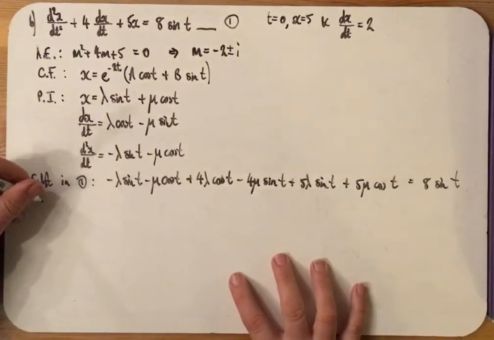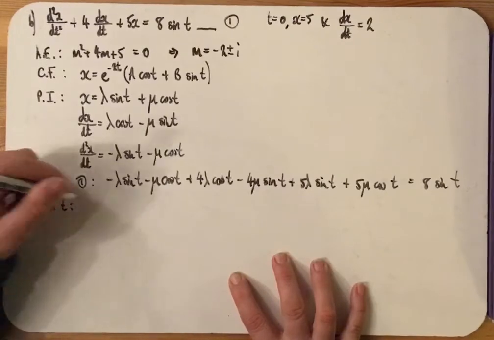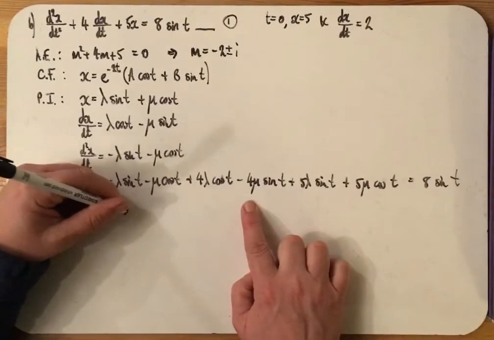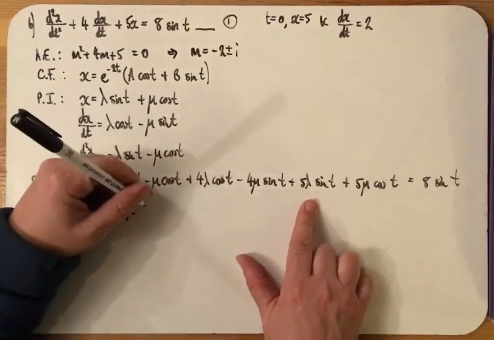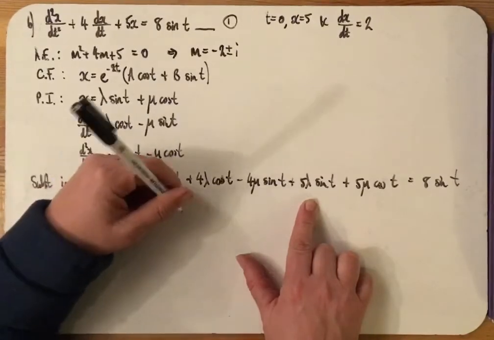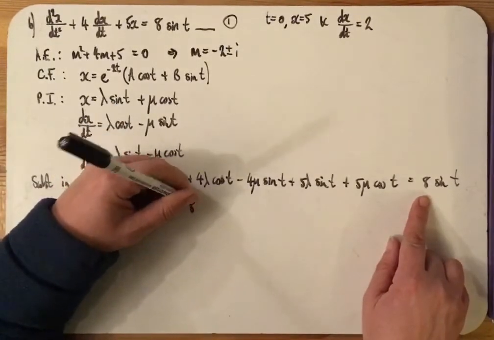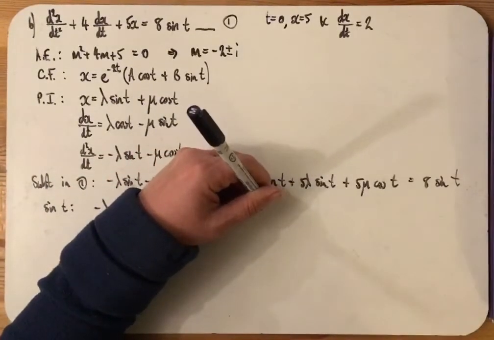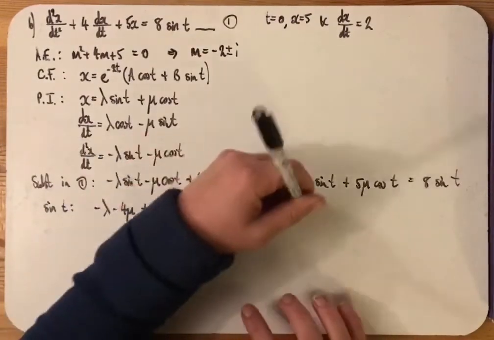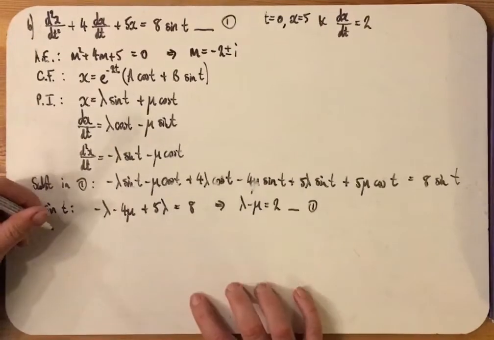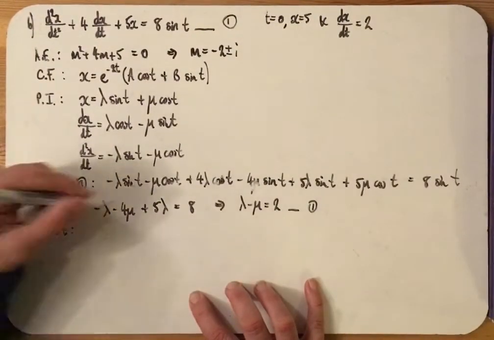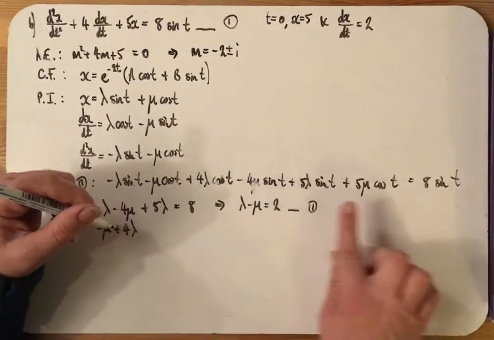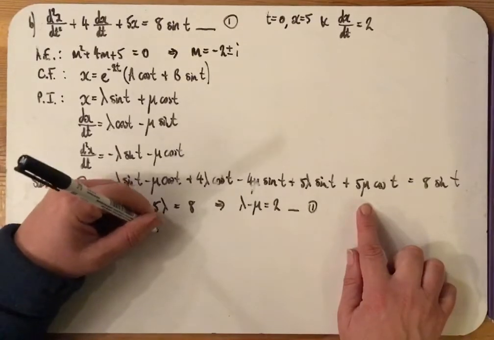So if we start with sine t, then I've got minus lambda sine t minus 4 mu plus 5 lambda is equal to 8. That tidies up to give you lambda minus mu. So lambda minus mu equals 2, equation 1, and then equating coefficients of cos t, so I've got minus mu plus 4 lambda plus 5 mu.